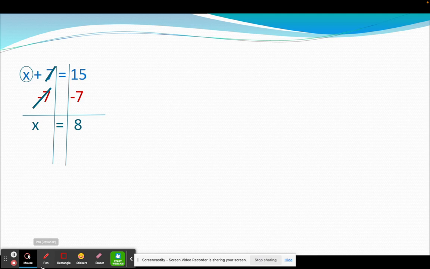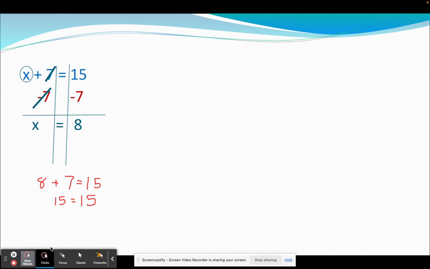And you can test it. You can make sure that it works. If I say x is 8, then where this x is, I should be able to put in 8 and see that 8 plus 7 equals 15. And we know 8 plus 7 does equal 15. So it does check. It is correct. Now you can take it one step further and say 15 equals 15, but I won't make you do that. If you know 8 plus 7 equals 15, that is just fine.